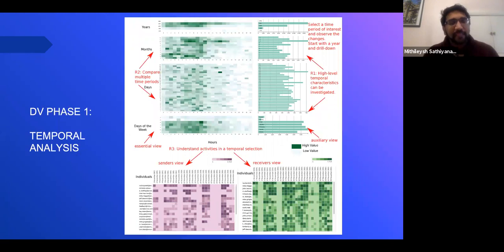So in the design phase 1, I call it DV. The DV is nothing but design and validation. So that's nothing but phase 1 of the design solutions. As I mentioned, we started with the temporal analysis. So this is how it looks. So this is the complete temporal solution.